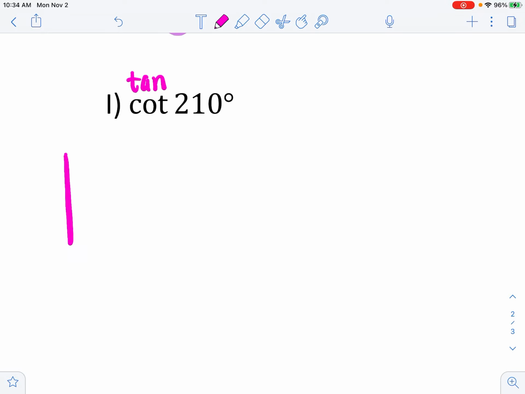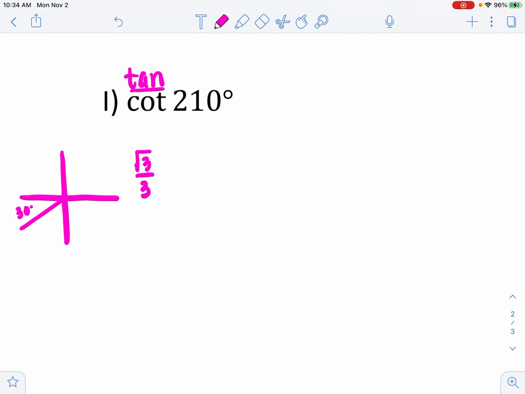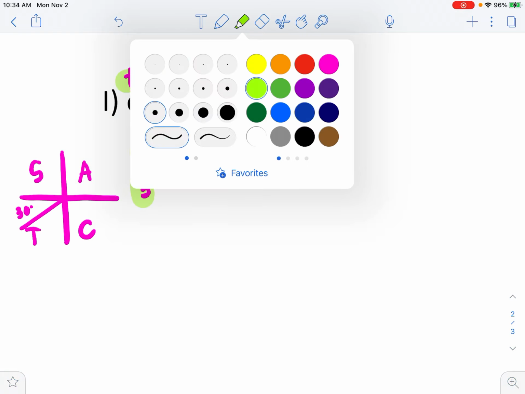Next one, cotangent. I don't have cotangents memorized, so I'm going to pretend it says tangent. And I say, ooh, tangents, I have tangents memorized. 210 degrees is in my third quadrant. It's 30 degrees away from my x-axis. And then remember, tangents I have memorized. What's the tangent of 30 degrees? Root 3 over 3. And I just say, okay, well, I need to know, is it positive or negative? All students take calculus. Tangent's positive in that quadrant.